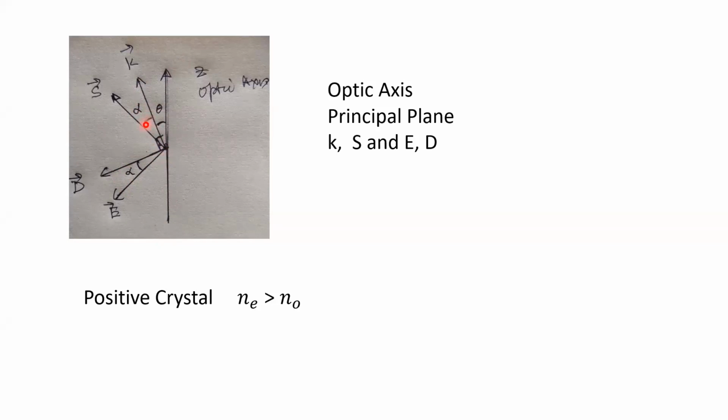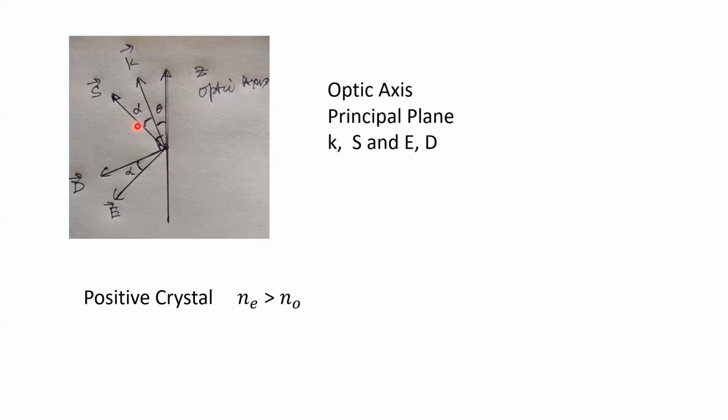And let's go back to what factors that angle depends on. Alpha depends on theta and constants of the crystal, namely V_o and V_e. So if you know the direction of propagation, you can figure out what is the angle between S and K.